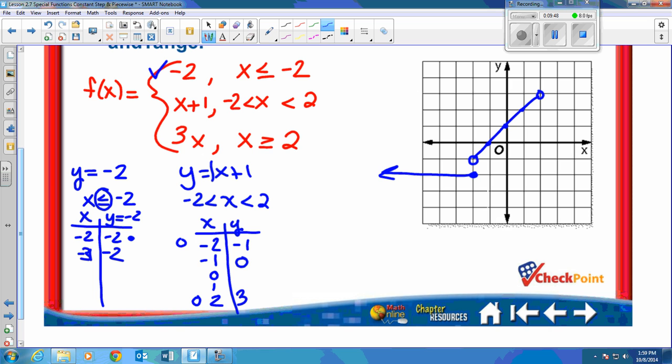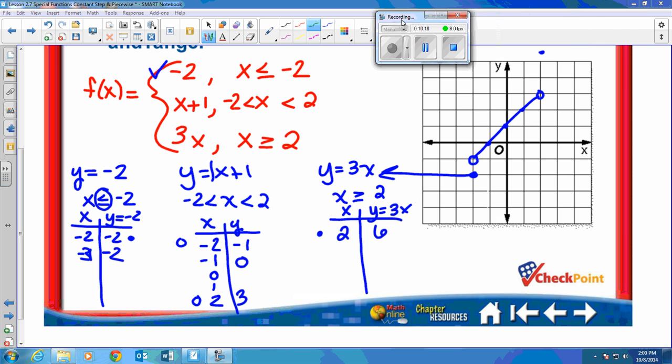Now I'm going to graph the last one. I'm going to graph y is equal to 3 times x, but I'm only graphing that where x is greater than or equal to 2. So I'm going to start when x is 2. I'm going to plug that in. 3 times 2 is 6. Open or closed? Closed, because x is greater than or equal to 2. So over here at 2, up 1, 2, 3, 4, 5. We'll kind of go all the way up there to 6.